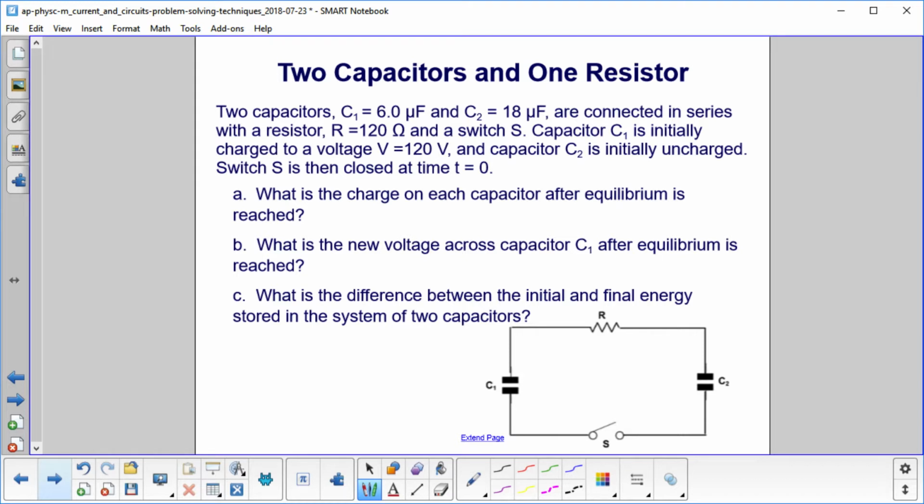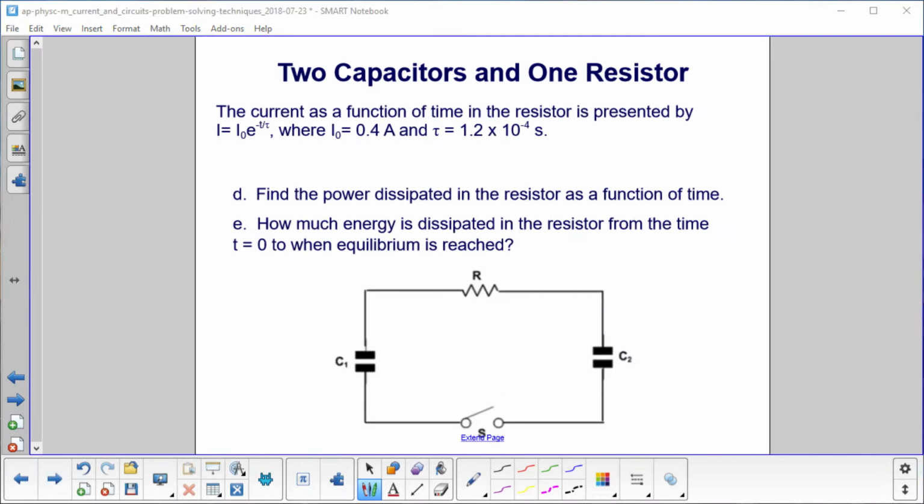What is the new voltage across C1 after equilibrium is reached? And then what is the difference between the initial and final energy stored in the system of two capacitors? The current as a function of time in the resistor is presented by I equals I0 e to the minus t over tau, where I0 is 0.4 amps and tau is 1.2 times 10 to the minus 4 seconds. Find the power dissipated in the resistor as a function of time, and how much energy is dissipated in the resistor from the time t equals 0 to when equilibrium is reached.